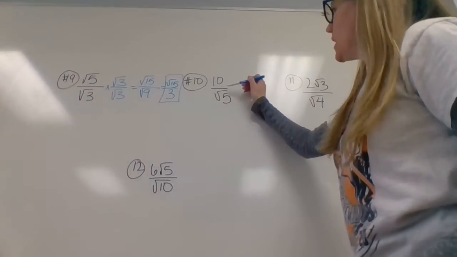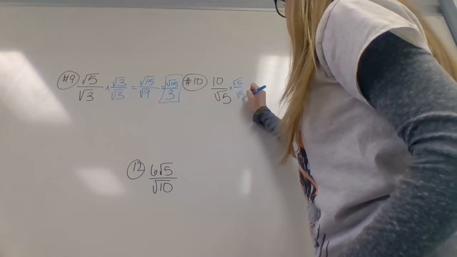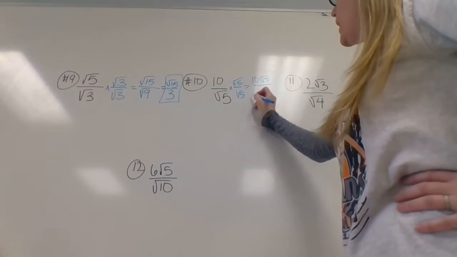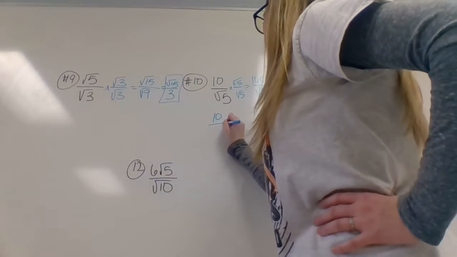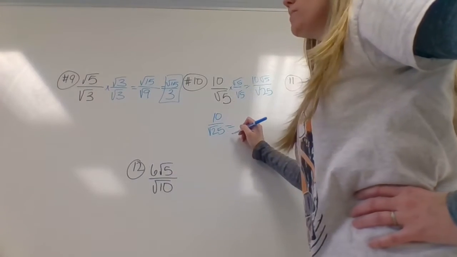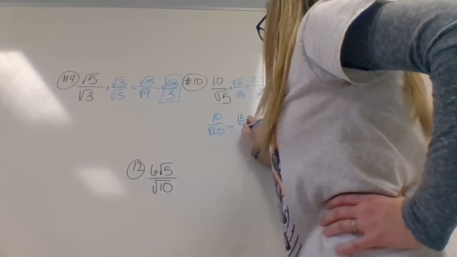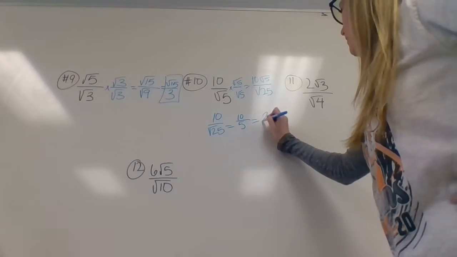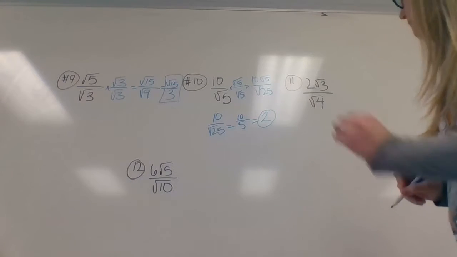So number 10 says 10 divided by root 5. So to undo division, multiply by that root of 5. 10 root 5 times root 5 times root 5 gives me the square root of 25. I'm going to come down here to continue going. 10 divided by the square root of 25. The square root of 25 is 5. And then I can continue going. 10 divided by 5 gives me 2. So my final answer for number 10 is 2.